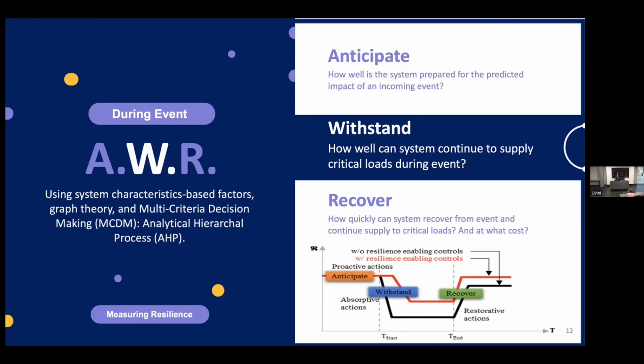It becomes a restoration problem in recover, but switching, of course, impacts that. And then I got multiple different factors from the network, from the resources, and from the critical load location. I can combine that with a multi-criteria decision-making process. In this case, we have used multiple different ones, but AHP was the one that we found to work well. And using that, we define this withstand metric.